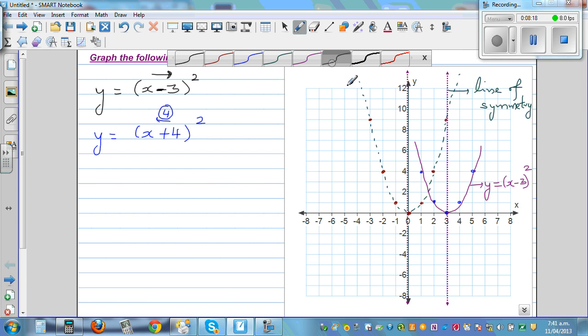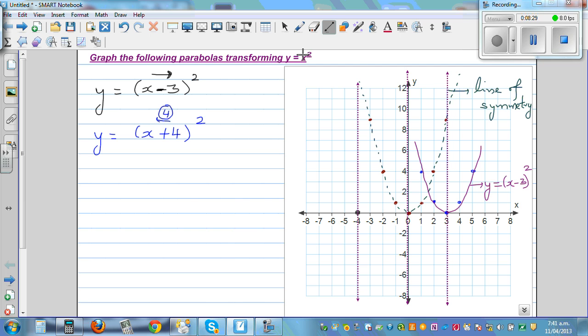So let me use a black color. From this, if you go 4 to the left, this is your vertex. Okay, your line of symmetry will pass through the vertex. So this is your line of symmetry. This line is also called x is equal to negative 4. Now if you take this point, it will go 4 to the left, 1, 2, 3, 4. And this point will go 4 to the left, 1, 2, 3, 4. Then this point will go 4 to the left, 1, 2, 3, 4. So this will coincide with this point. And this point will go 4 to the left, 1, 2, 3, 4.